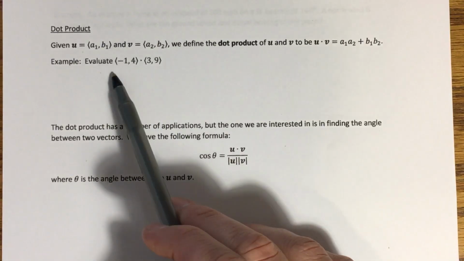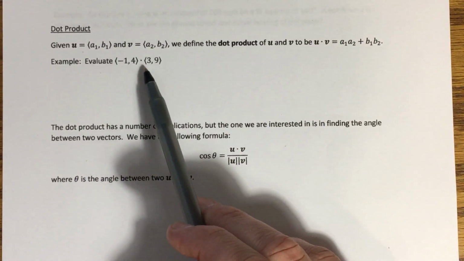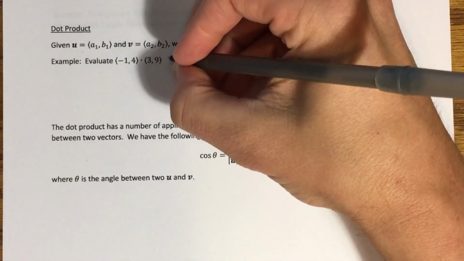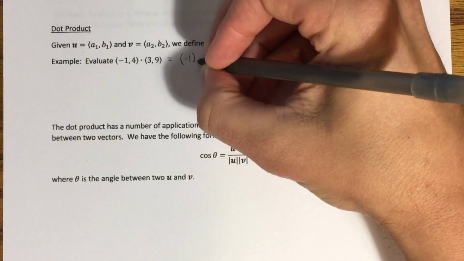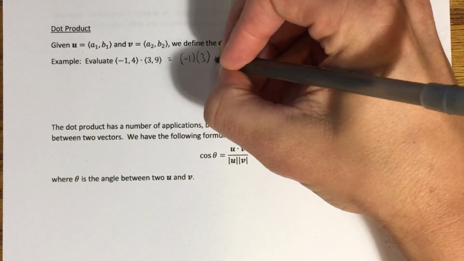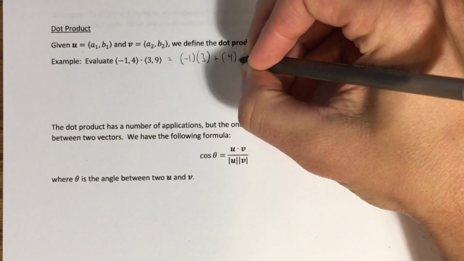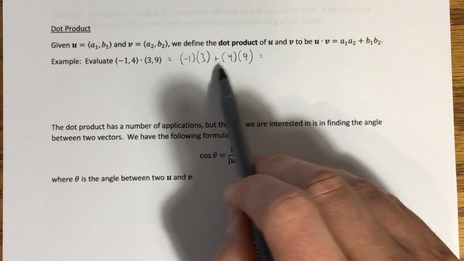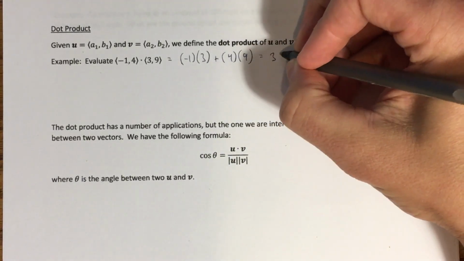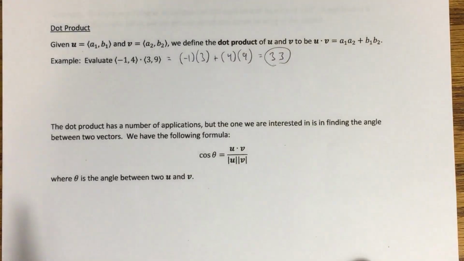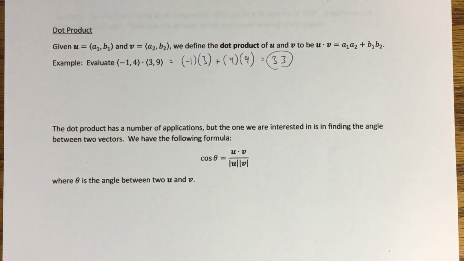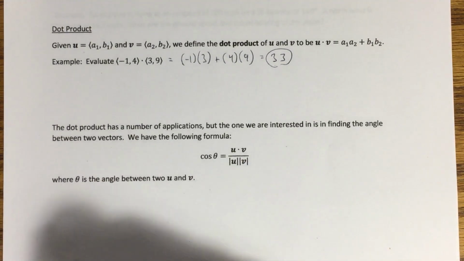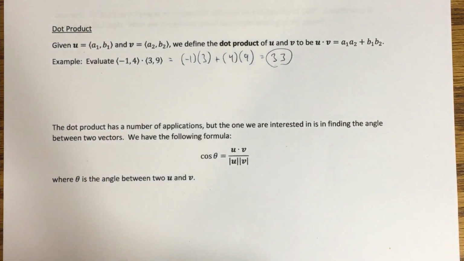So here's an example. I want to evaluate the dot product of <-1, 4> with <3, 9>. Very easy. I just multiply the horizontal components and add that to the product of the vertical components, 4 and 9. This would be -3 plus 36, which is 33. Notice I got a scalar. I did not get a vector. That's what dot products do, they produce these scalars. They can be positive, negative, 0. In fact, when there's 0, that represents something very specific, which we'll mention here in a moment.